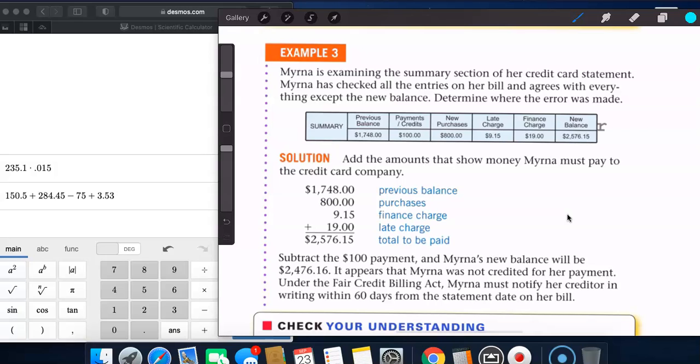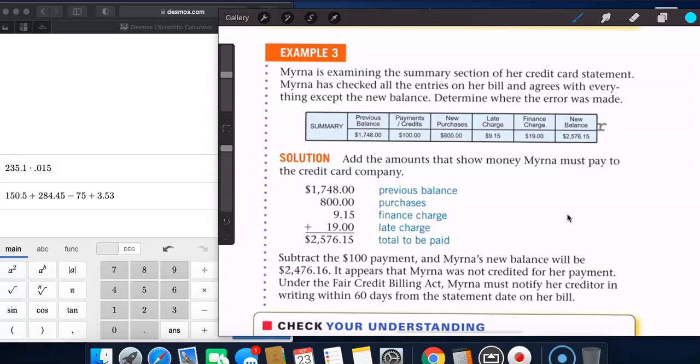Most banks aren't going to want to deal with this liability, right? Because they don't want that on their hands anyways. But mistakes happen. They are, in fact, people working at banks, not robots most of the time. I mean, sure, maybe the robot does some of the heavy lifting, but there's still people involved in that process. So Myrna is examining the summary section of her credit card statement. She's checked all the entries. The issue that she's having is that everything checks out except the new balance seems off.